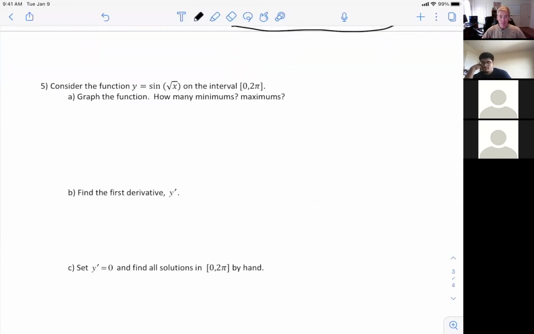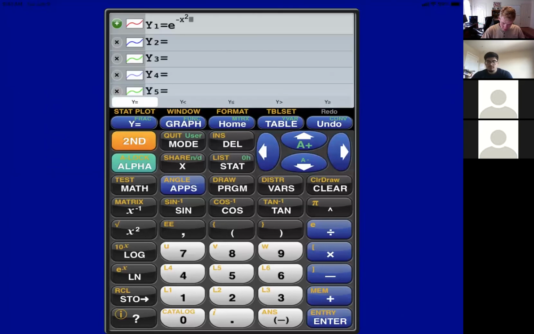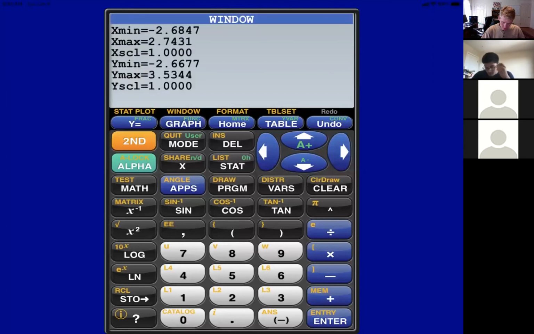Next up, how about the function sine the square root of x? So on the problem set, I have one that was similar, but it was sine of x squared. But let's look at sine square root of x. Clear that out. So y is equal to sine the square root of x. And then change the window to go from 0 to 2 pi. And sine ranges between -1 and 1. And then what does the graph look like?